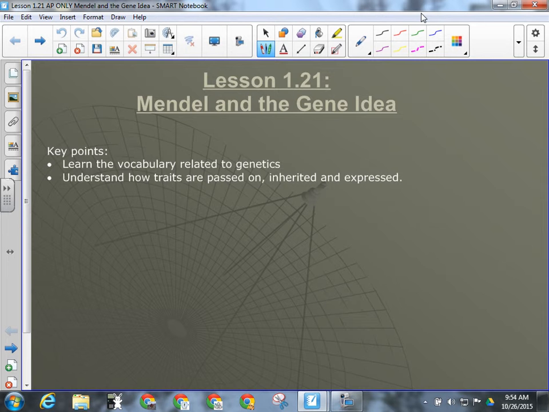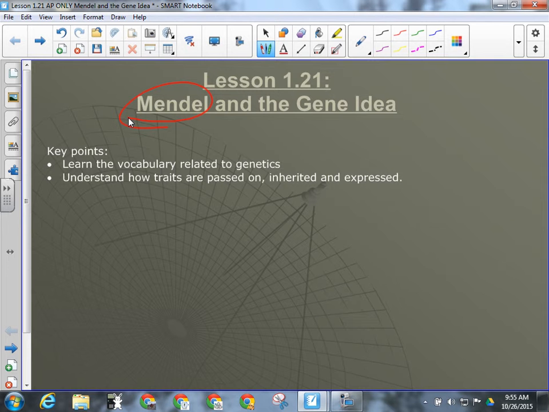So we have to look at the vocabulary related to genetics, and we're going to talk about the most important person to do with genetics, Gregor Mendel, who was actually a Franciscan monk. He learned all about dominance and recessiveness because he was in charge of growing food for the monastery he lived in. He grew peas and beans, which have very obvious genetic characteristics that you can track. And that's what he did.